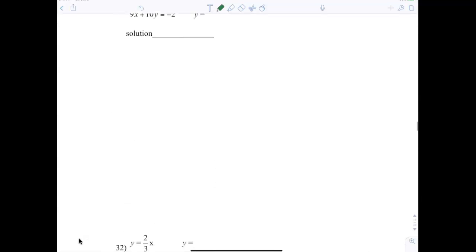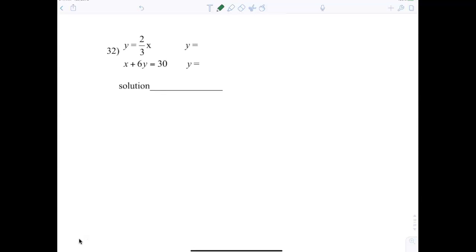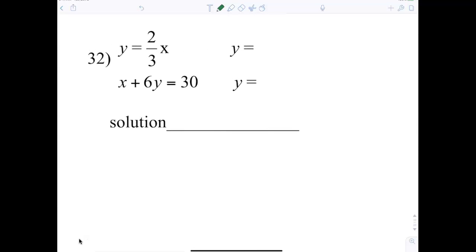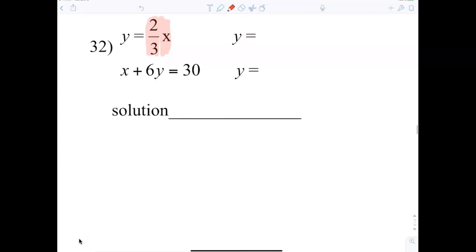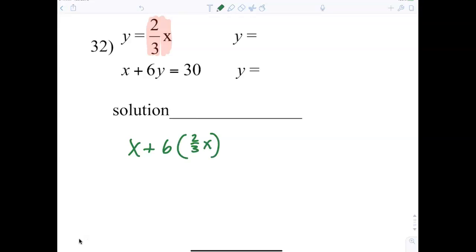And someone else look down and see if there's something a little bit harder. Now this one always looks harder because it's what? Fraction. Okay? So wherever I see a y, I'm going to put what? I'm going to put 2/3 x. So let's see if I can do that. So here we go. x plus 6, open parentheses, 2/3 x equals 30. You agree with that?